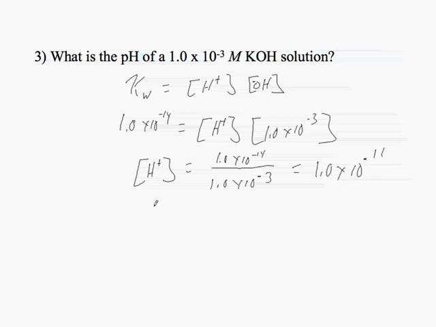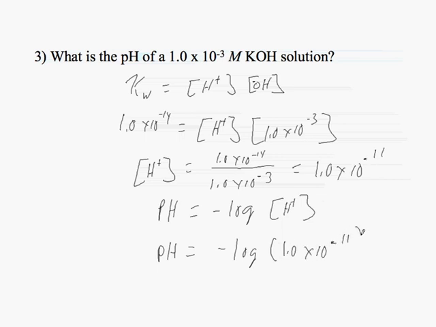We now take our formula, pH is equal to minus the log of the hydrogen ion concentration, and we substitute the 1.0 times 10 to the minus 11 back into the equation. So we have pH is equal to minus the log of 1.0 times 10 to the minus 11, and we know that pH is going to be equal to negative, the log of this is minus 11, which is equal to 11.